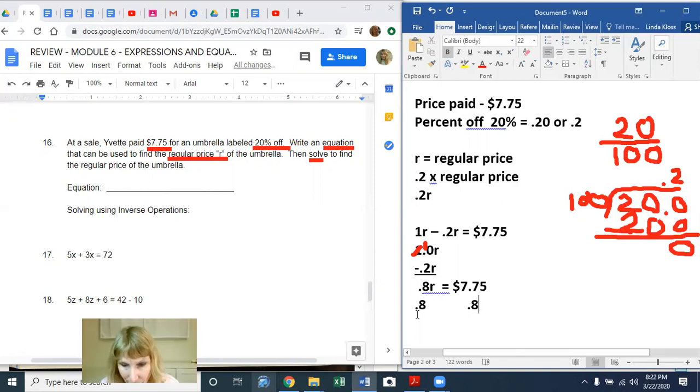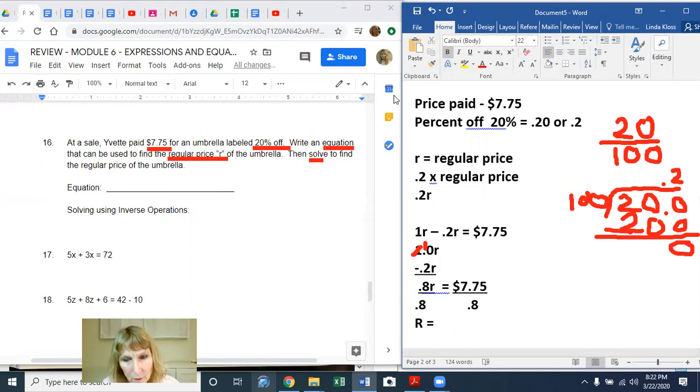So now I'm going to put this here, and this here, to show that we're dividing. So what is 0.8 divided by 0.8? That's just 1R, right? Or just R. We'll drop the 1. Equals, now we have to do $7.75 divided by 0.8.